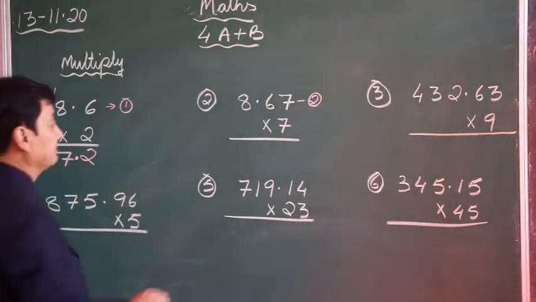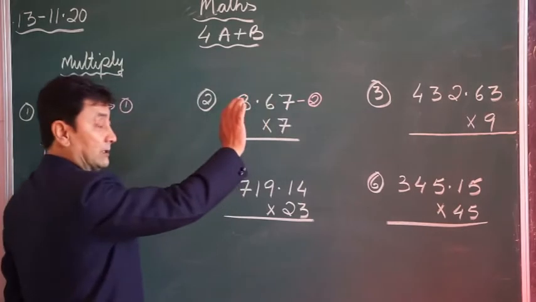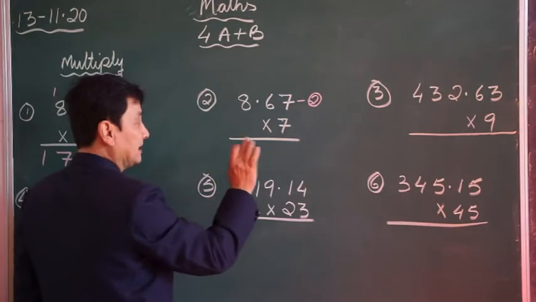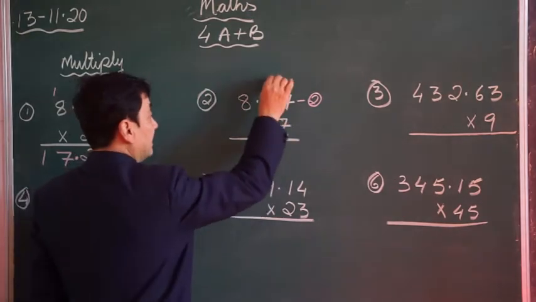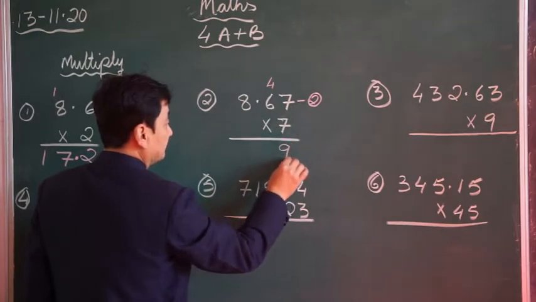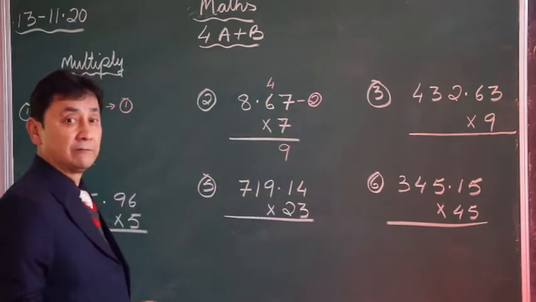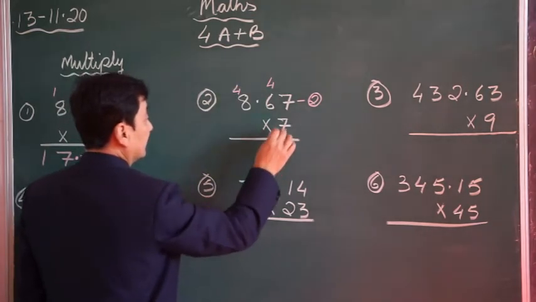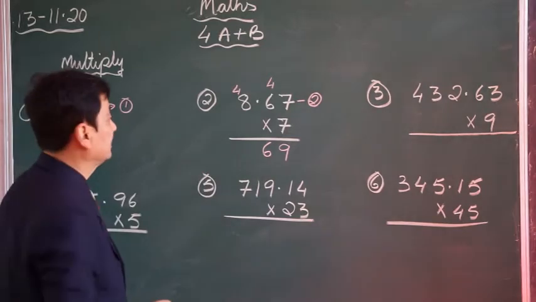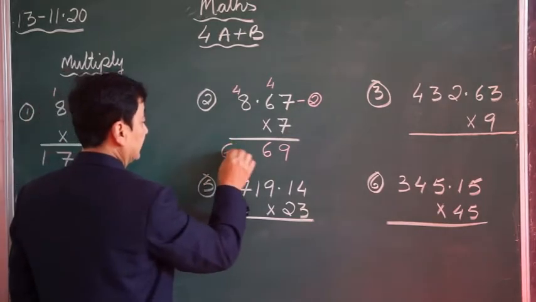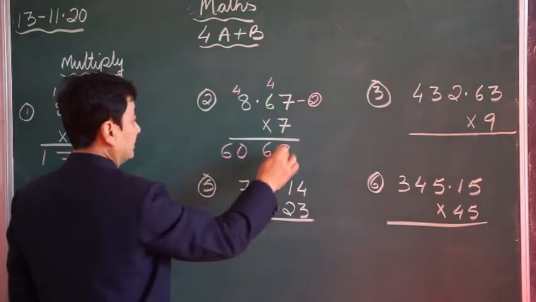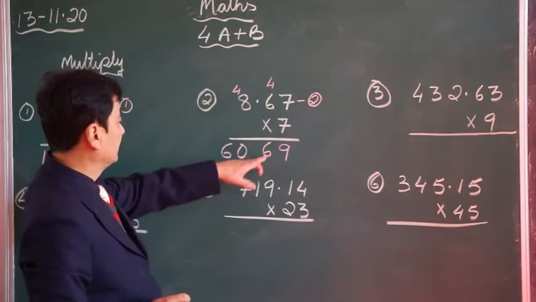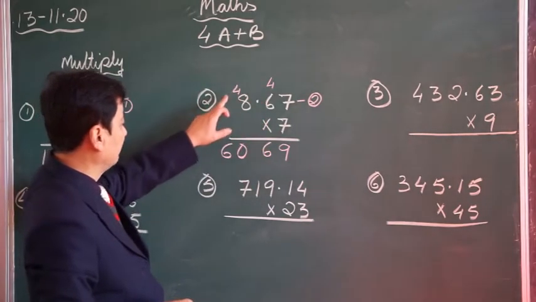So let's go to the next sum. Forget about the decimal. Think that there's no decimal. Only after you have finished doing the sum, then you put the decimal point. So 7 sevens are 49. 7 sixes are 42 plus 4, 46. 7 eights are 56 plus 4, 60. Let's check again. 7 sevens are 49. 7 sixes are 42 plus 4, 46. 7 eights are 56 plus 4, 60.